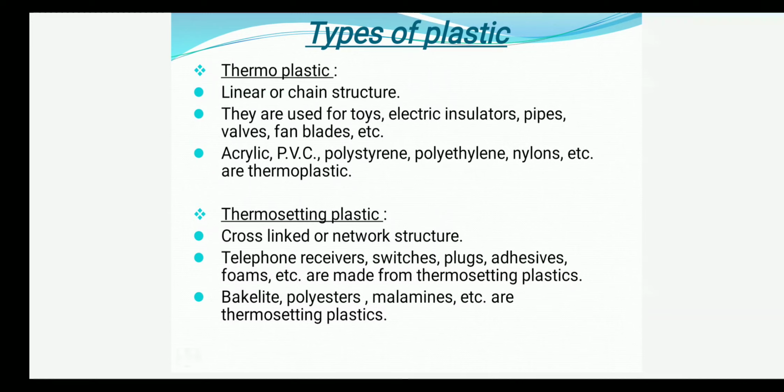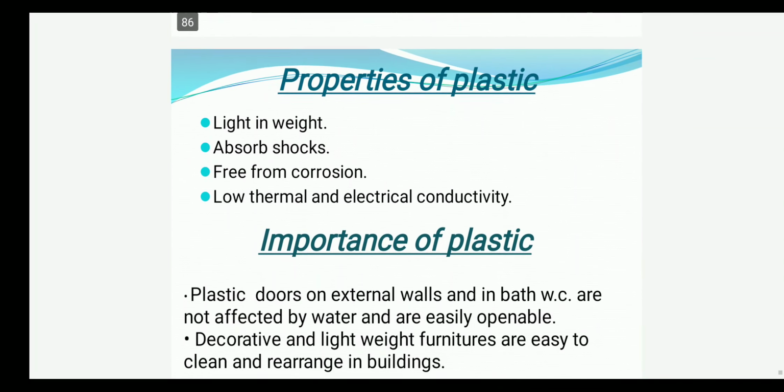Mainly there are two types of plastic: thermoplastic and thermosetting plastic. Thermoplastics have a linear or chain structure. They are mainly used for ties, electrical insulators, pipes, fan blades, etc. Examples are acrylic, PVC, polyethylene, polystyrene, nylons, etc. While thermosetting plastics have cross-linked or network structures. They are used in telephone receivers, switches, plugs, etc. Bakelite, polyester and melamines are some examples of thermosetting plastic.